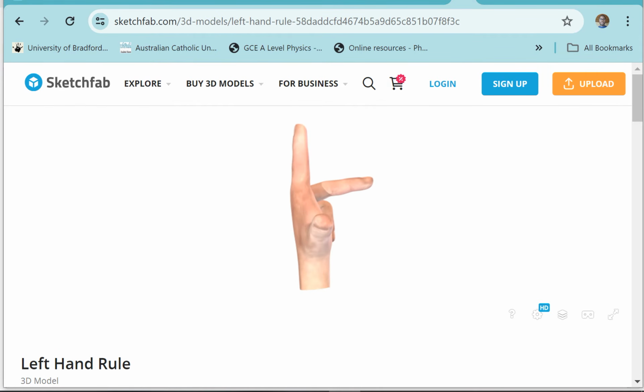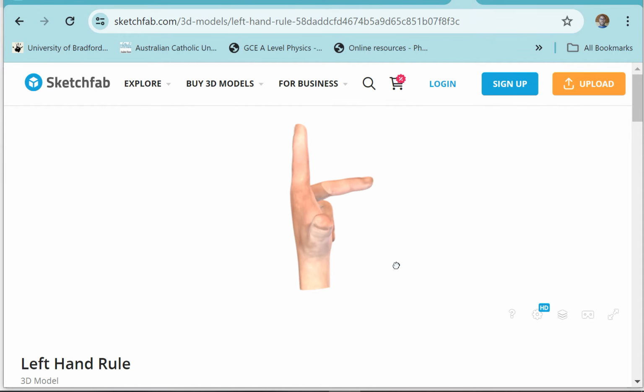Fleming's left hand rule: the first finger is the direction of the magnetic field, the second finger is the direction of the current, and the current flows from positive to negative. So the second finger points in the direction of a positive charge. But because we have an electron, it must point in the opposite direction. The electron was moving to the right, so the second finger must point to the left because the electron is negatively charged.